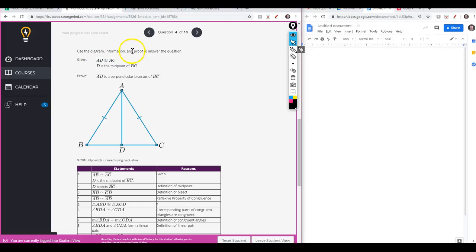Use the diagram information and proof to answer the question. Given segment AB is congruent to segment AC, point D is the midpoint of segment BC. Prove that segment AD is the perpendicular bisector of segment BC.